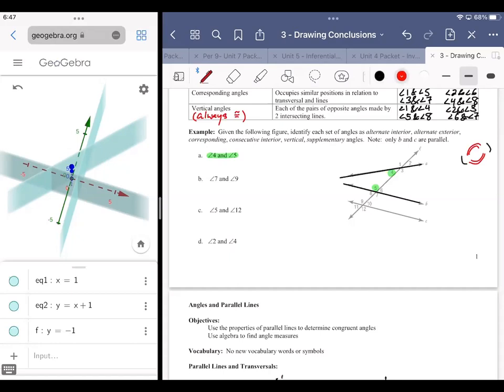Well, this is a line here that cuts through other lines. That's the definition of a transversal, or one of the definitions of transversal. All right, so this is our transversal. These two angles are on the same side of the transversal, but between two other lines. That makes them consecutive interior.